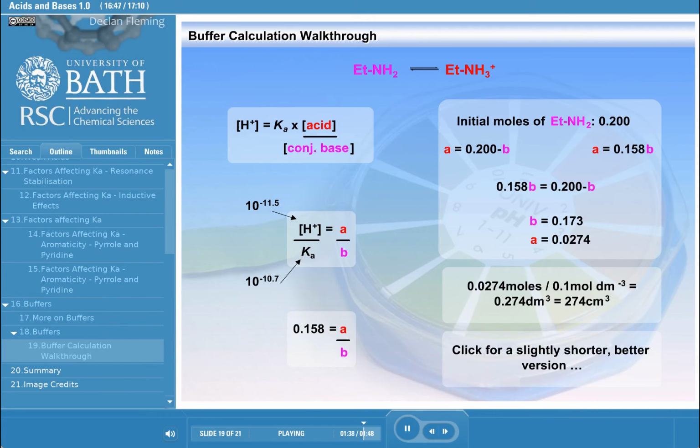There's another way of working this out that's a bit shorter and uses logs and is probably a little bit better, but not as simple as this way. If you want to have a look at that, you can click on this link.